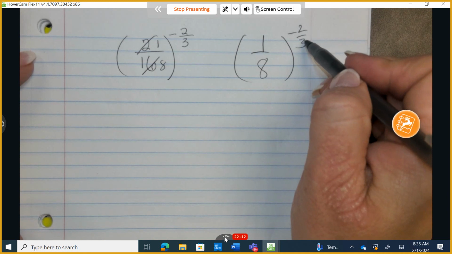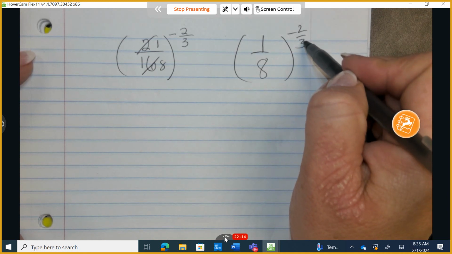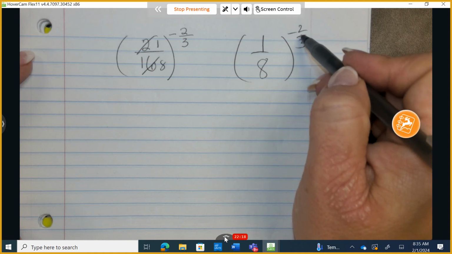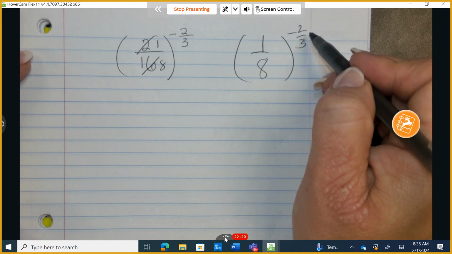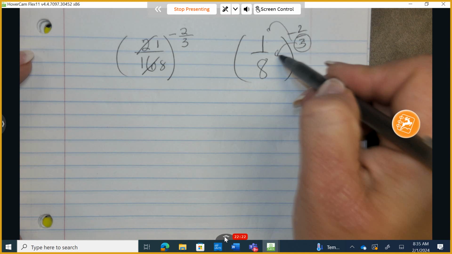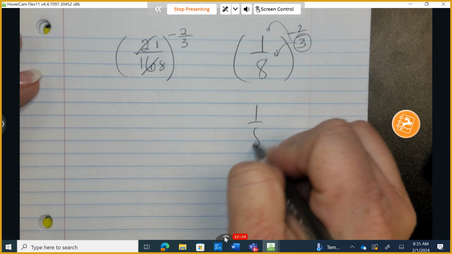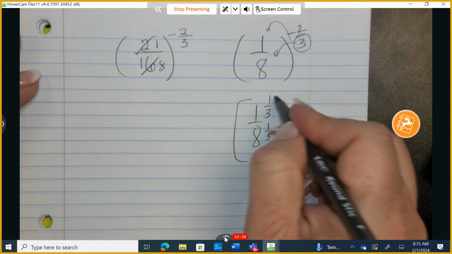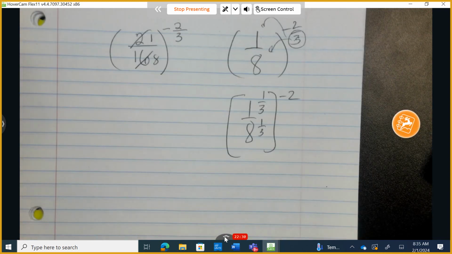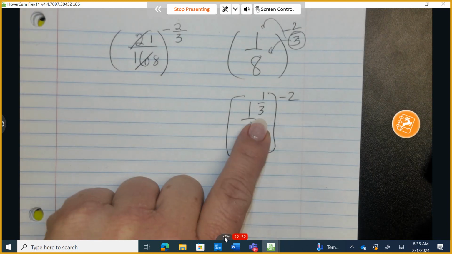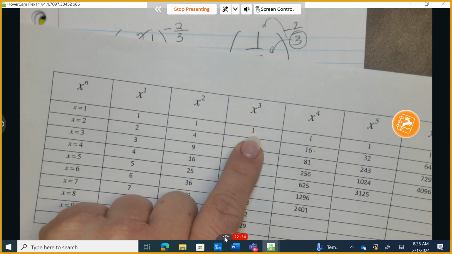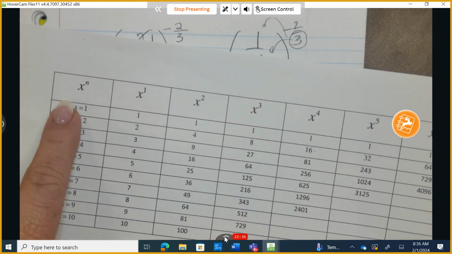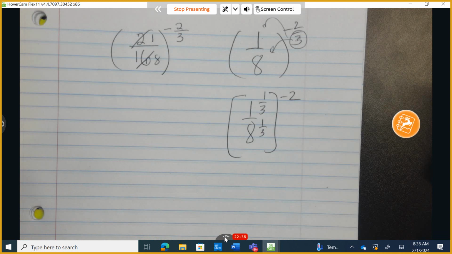We're going to apply this 3 on the bottom to both of these. So I'm going to apply it to the 1, and I'm going to apply it to the 8. So technically, here's what we're doing. We're applying 1/3 to the 1 and 1/3 to the 8. And then I'll come back with that negative 2. So how do we do this? Here we go. Go to the third column and locate, is 1 there? It is. That means 1 times 1 times 1, 3 times, is 1.